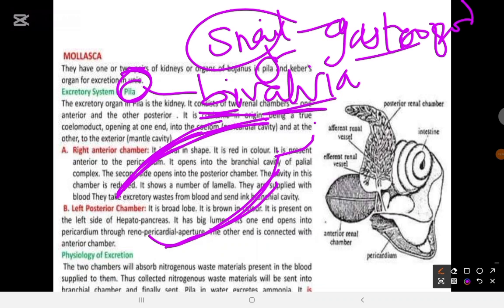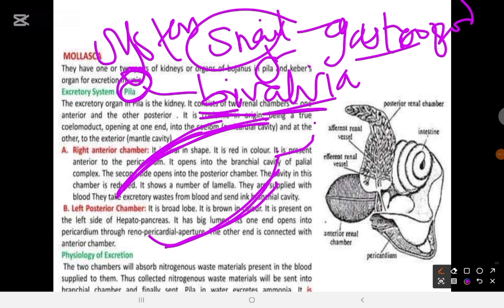Is that okay? So you have the Unio, which is freshwater, the oysters, and Ostrea, right? Okay, so now the Bojanus organ, or organ of Bojanus.